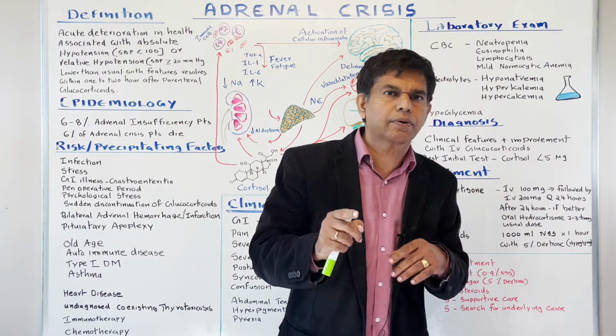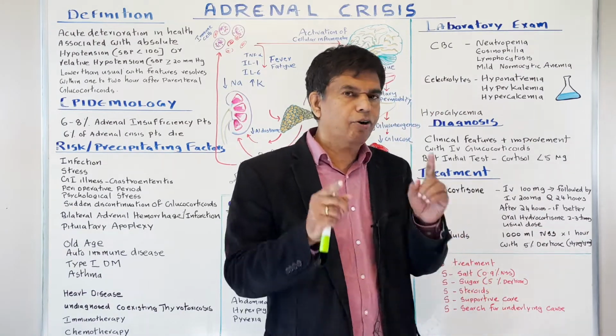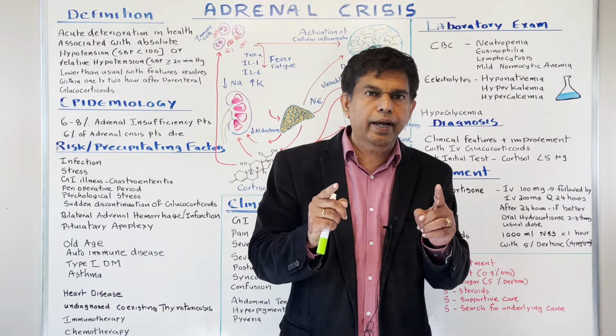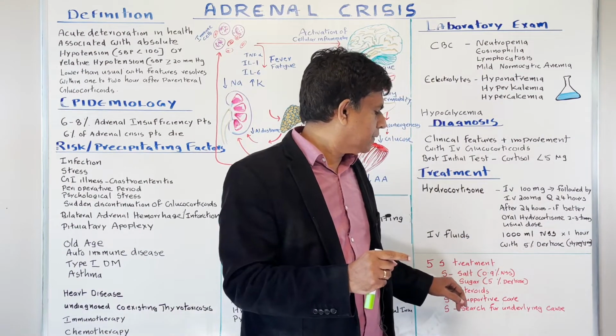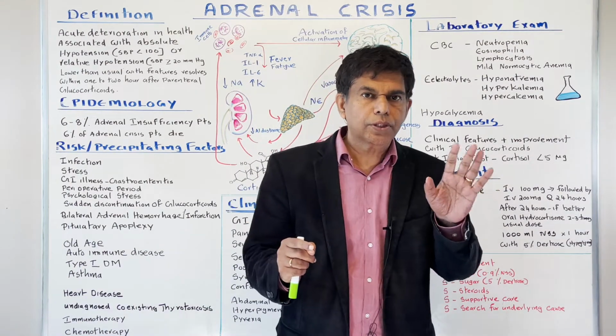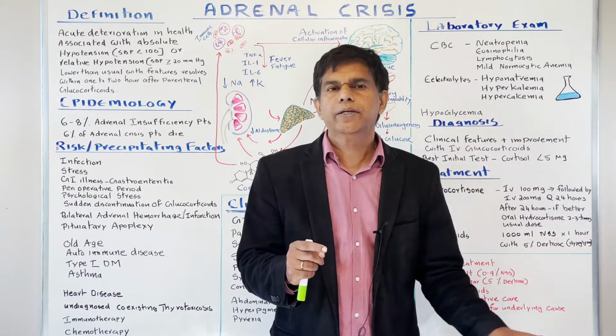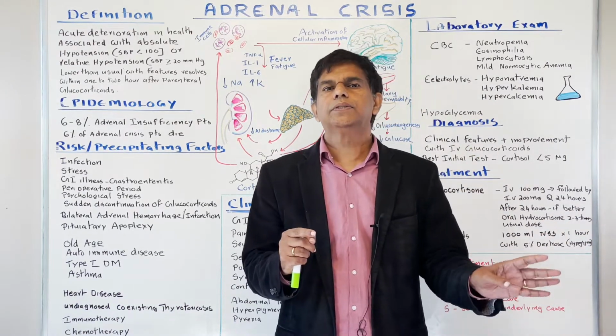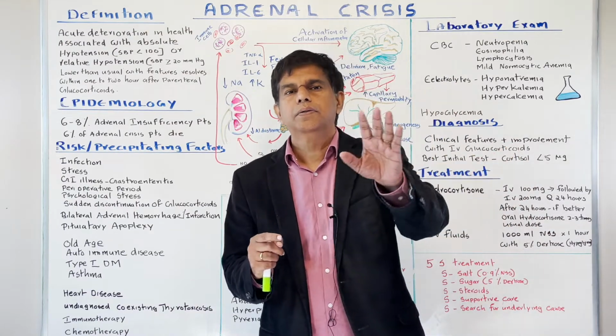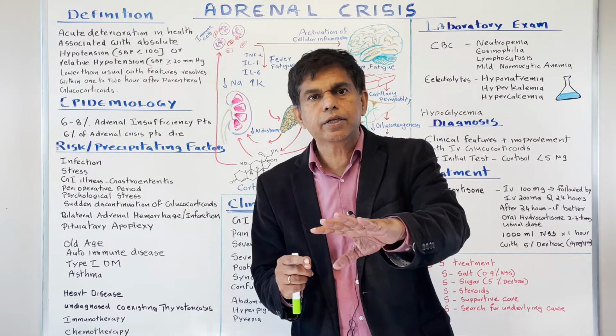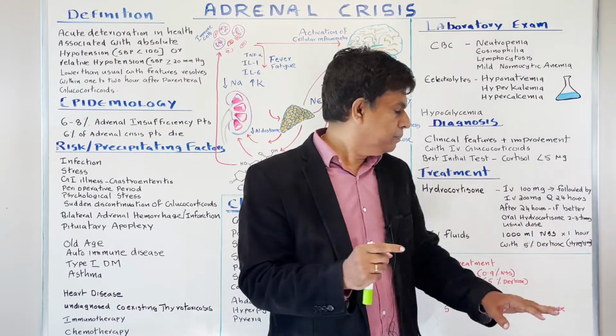0.09% normal saline, right? Next one is sugar. You give 5% dextrose, okay? And the next S is steroids. Of course, IV hydrocortisone, give 100 milligram first, followed by 200 milligram every 24 hours. If the patient gets better, you convert it into oral, okay?